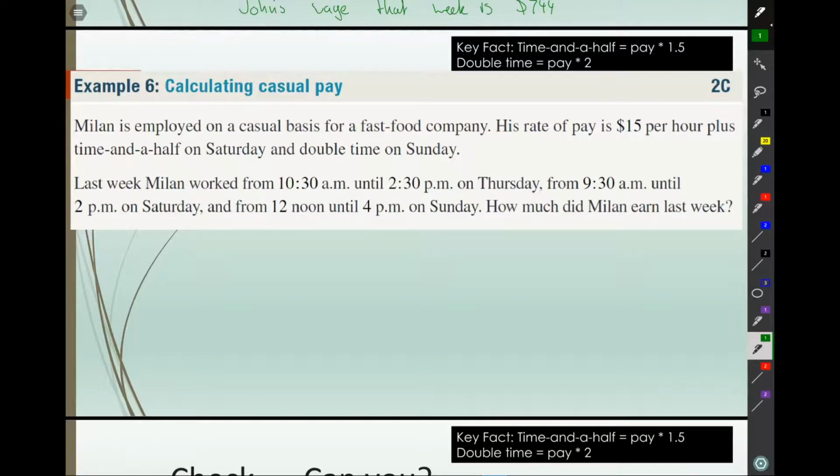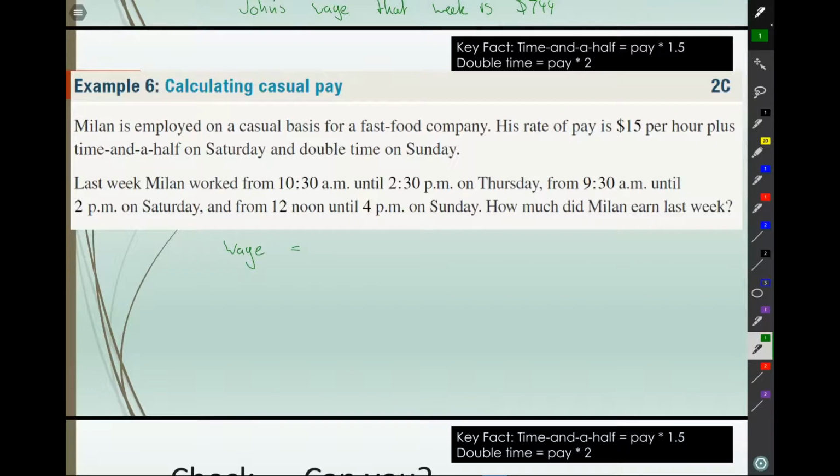Alright, let's calculate some casual pay with some overtime. Milan is employed on a casual basis. His rate of pay is $15 per hour plus time and a half on Saturday and double time on Sunday. We're going to have to look at the hours that he works during the week and then the hours that he works on Saturday and Sunday. So let's start with his normal weekly work.